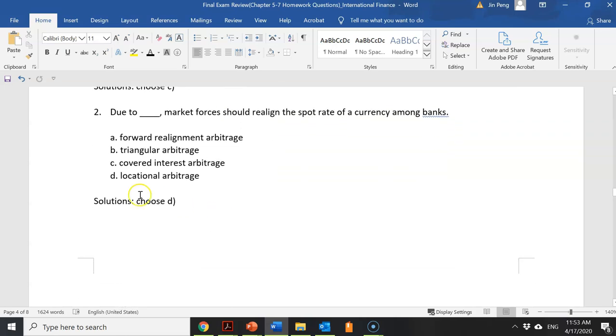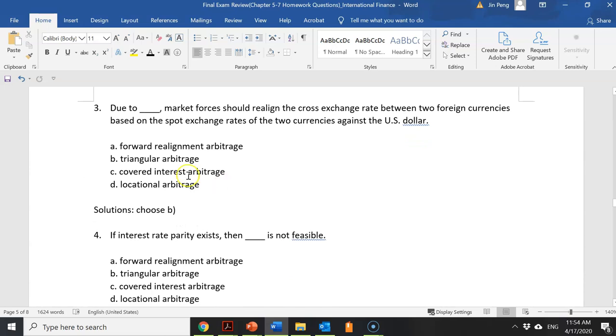Question number 2. This is also a definition problem. Due to locational arbitrage, market forces should realign the spot rates of a currency among banks, among different locations. If we see a discrepancy in the spot rate prices, we can do locational arbitrage. Okay, not covered interest arbitrage, not triangular, not forward realignment.